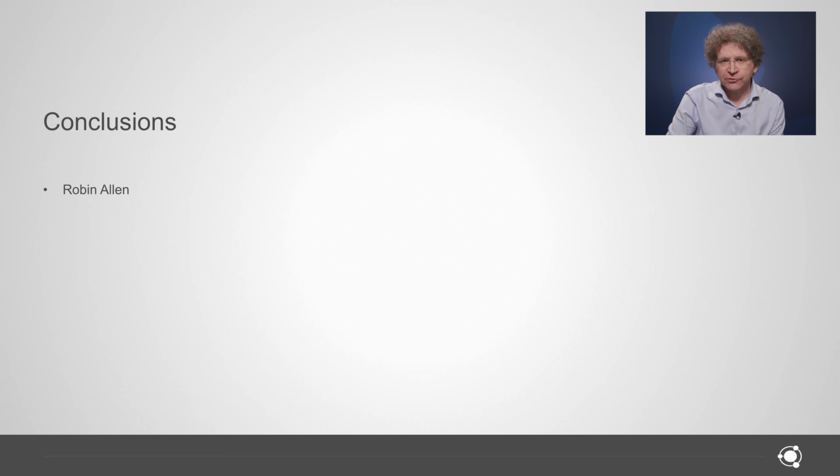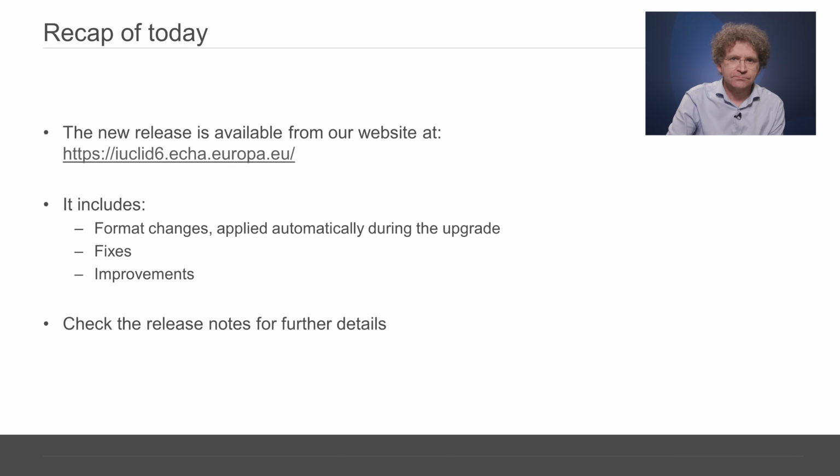And now to conclude this presentation, let's recap what we have gone through in the webinar overall. The new release is available from the Euclid website. It includes format changes, which are applied automatically during the upgrade. There are some fixes in the software and also some improvements. For a list of these and more details, see the release notes, which are on the Euclid website.